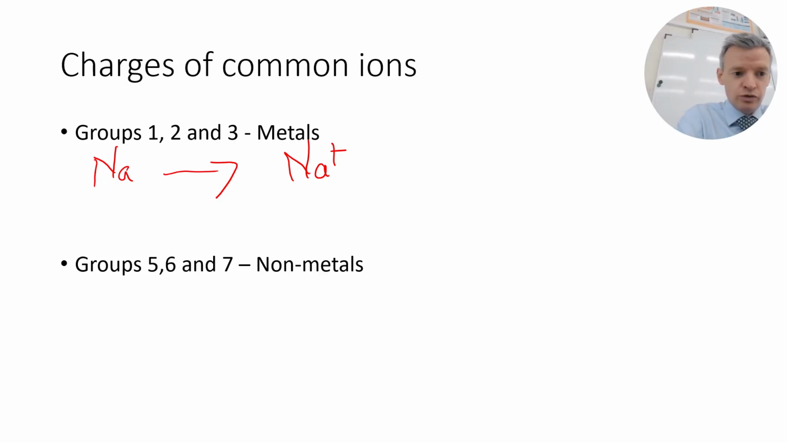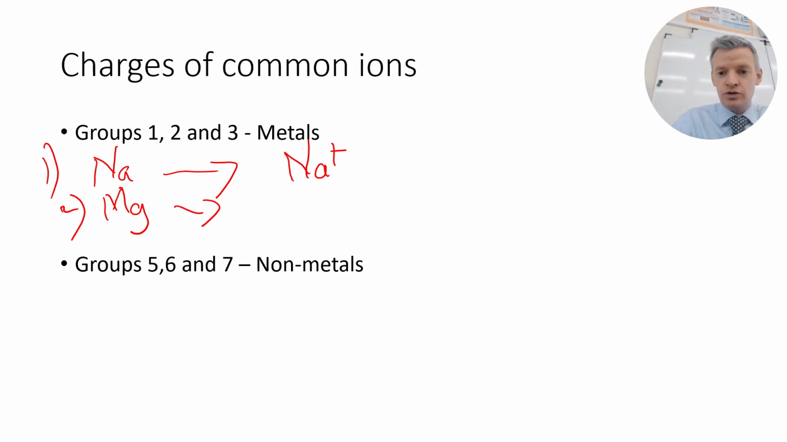Right, so that's 1. For group 2, we've got magnesium. Could have picked anything in group 2. They have 2 electrons in their outer shell, and therefore they lose 2 electrons. So if you lose 2 electrons, that means you have a charge of +2. So all of the ions in group 2 will have a charge of +2. And then group 3, it's getting a little bit messy here.